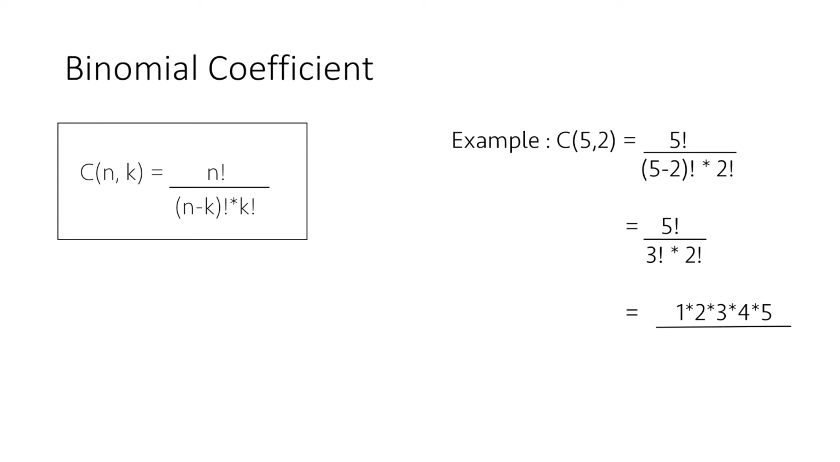Now we can expand the factorial notations, that is 5 factorial will be equal to 1 into 2 into 3 into 4 into 5. 3 factorial will be equal to 1 into 2 into 3 and 2 factorial will be equal to 1 into 2. Now we can observe that we have some common terms in the denominator and the numerator. So we take 1, 2 and 3 from the denominator and cancel the similar terms in the numerator. Thus we are left with 4 into 5 in the numerator and 1 into 2 in the denominator, which can further be written as 20 upon 2, and the answer will be equal to 10.